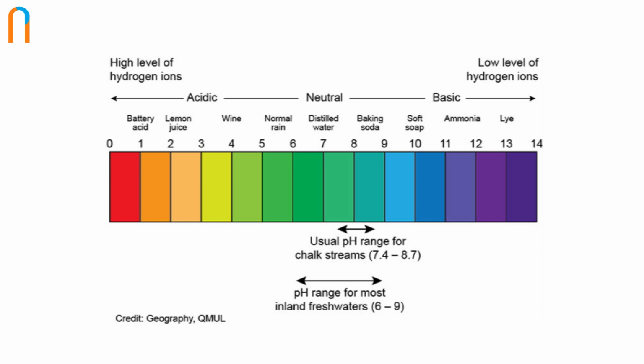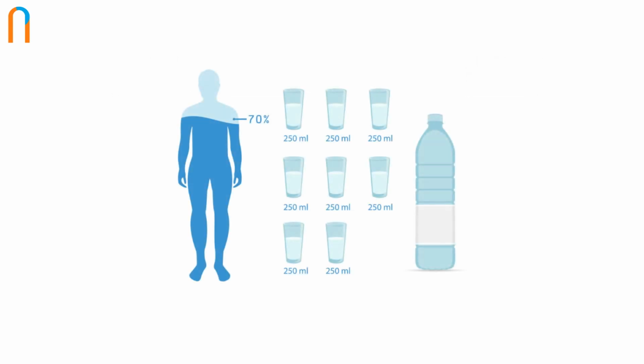The enzymes of our body act only within a narrow range of pH. Large amounts of acids are produced daily by our body as a result of metabolism.